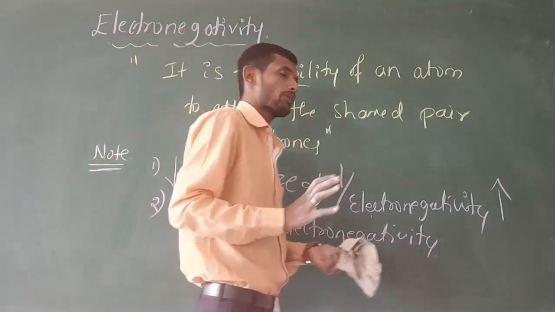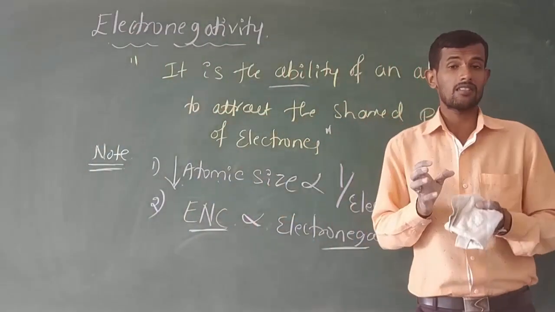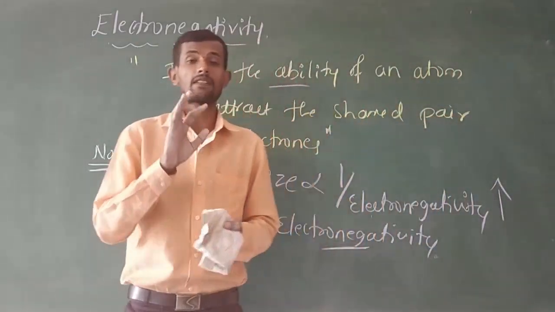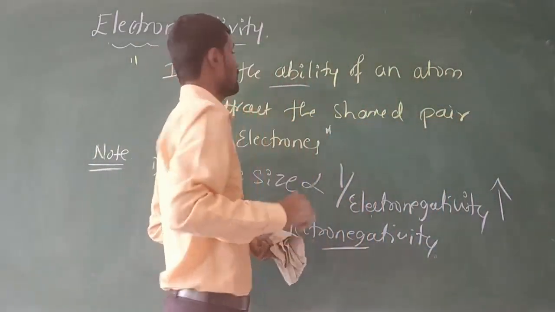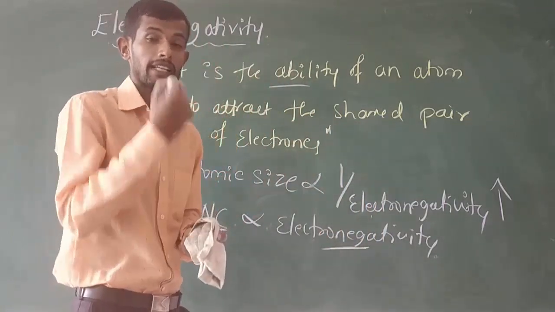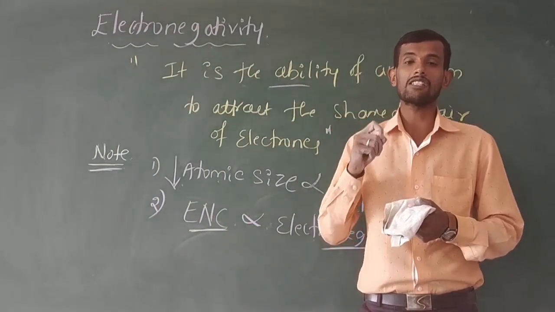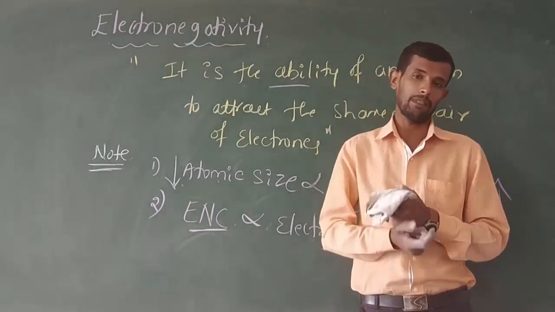Okay students, in this video we only discussed electron affinity and how it varies in the periodic table, and the definition of electronegativity. In the next video we will discuss how this electronegativity varies in the periodic table. Thank you.